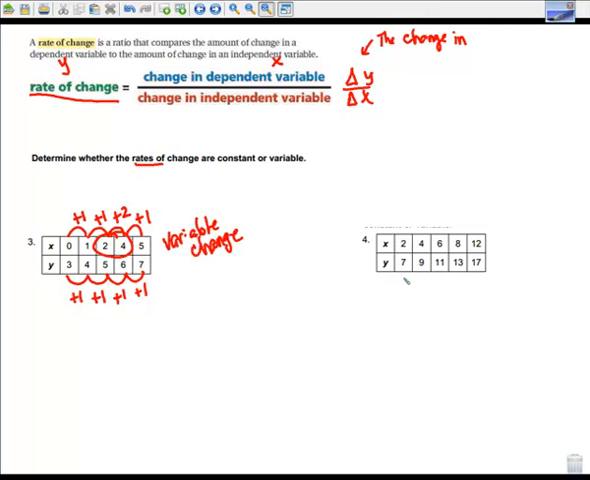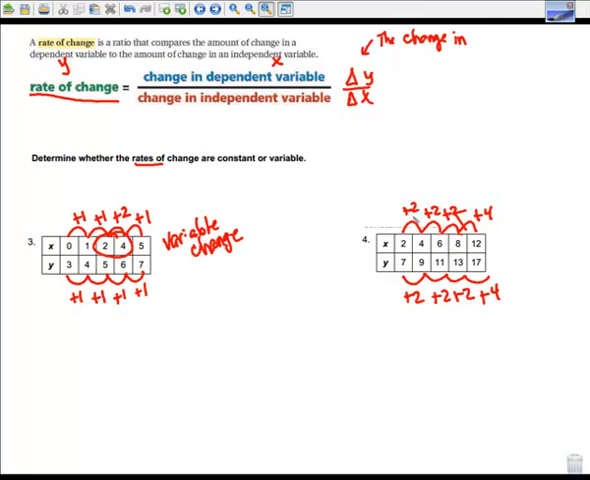Let's try this one. 7 to 9 is a change of 2. 9 to 11 is a change of 2. 11 to 13 is a change of 2. 13 to 17 is a change of 4. That doesn't mean that it's variable. We have to check out here and see if the pattern holds true. 2 to 4 is a change of 2. 4 to 6 is a change of 2. 6 to 8 is a change of 2. And 8 to 12, oh, that's a change of 4.